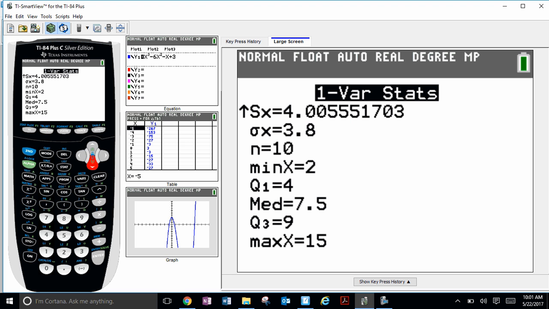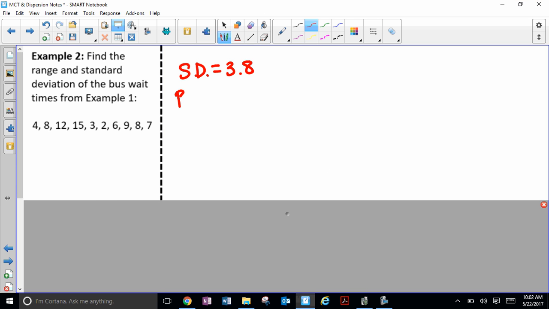So again, sigma is your standard deviation. Then for the range, it tells me my maximum value of x and my minimum value of x. So I'm going to do 15 minus 2, which is 13. So the range is 13.